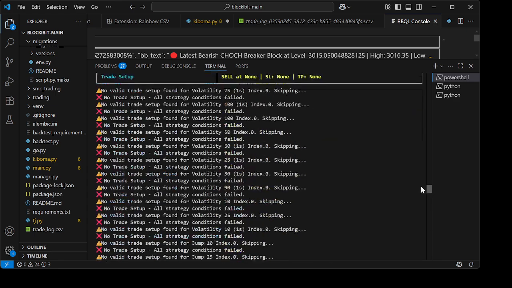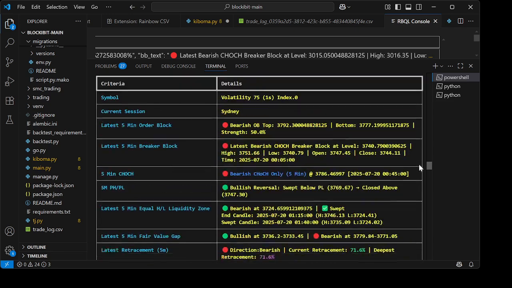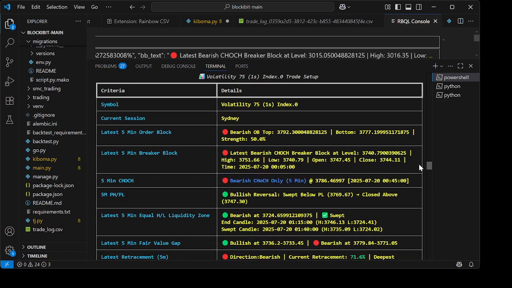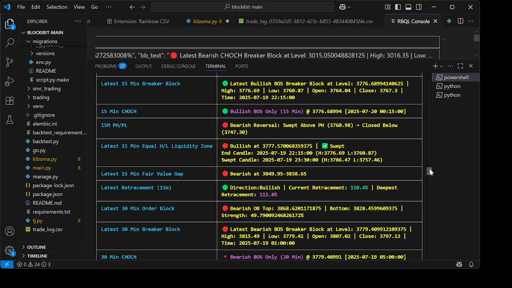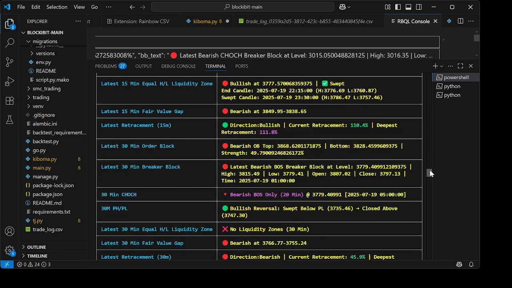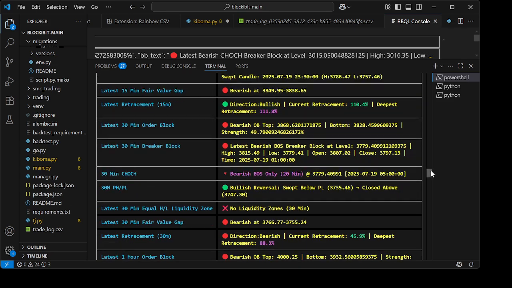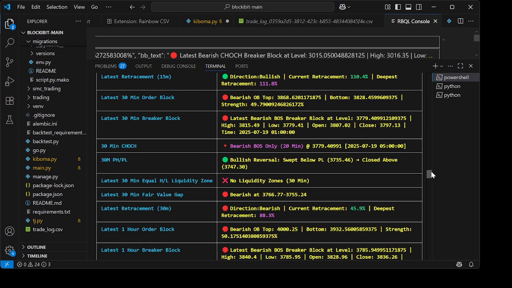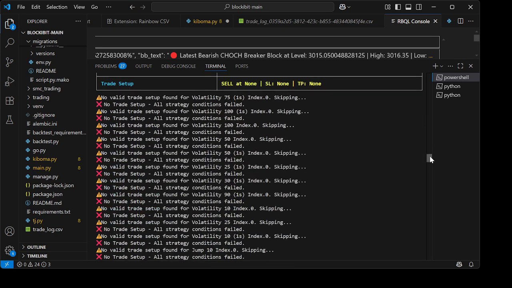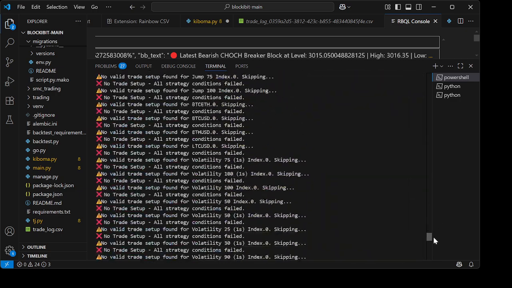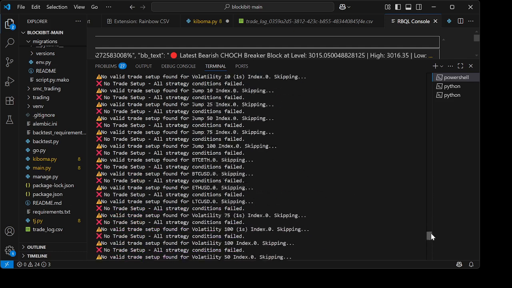And if we go to another time frame, strength 50, okay, 49. All of these have strength 49, so there's a lot to this basically.